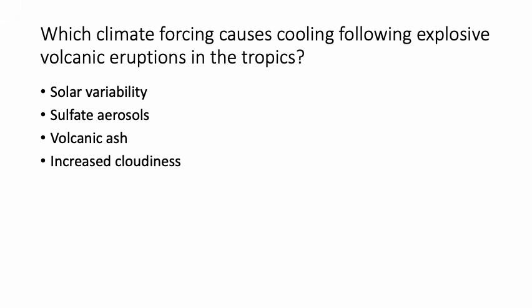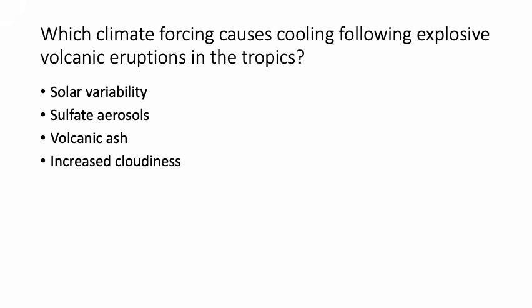Which of the following climate forcings cause cooling after an explosive volcanic eruption in the tropics? Solar variability, sulfate aerosols, volcanic ash, or increased cloudiness? The right answer is sulfate aerosols, because those are highly reflective, get blasted up into the stratosphere, and reflect sunlight away, which is a climate forcing.